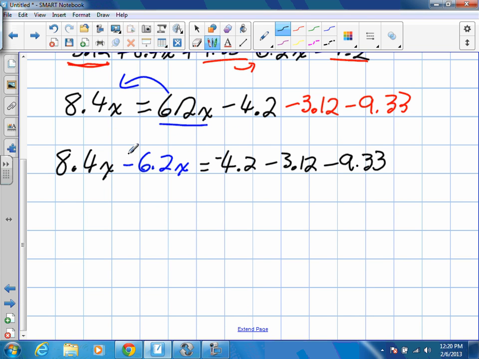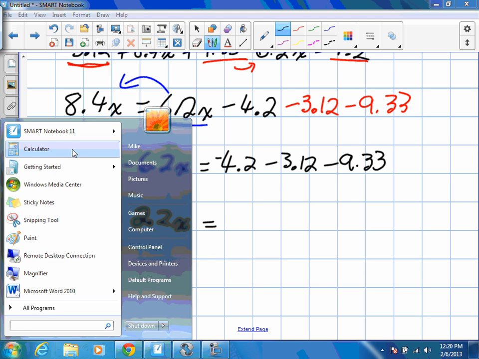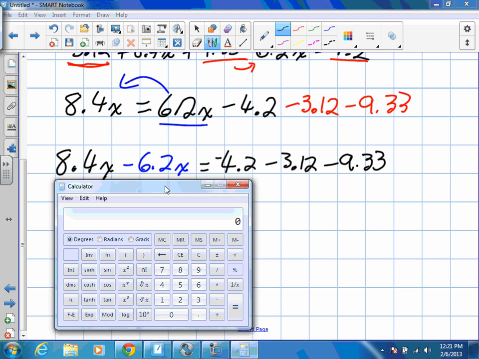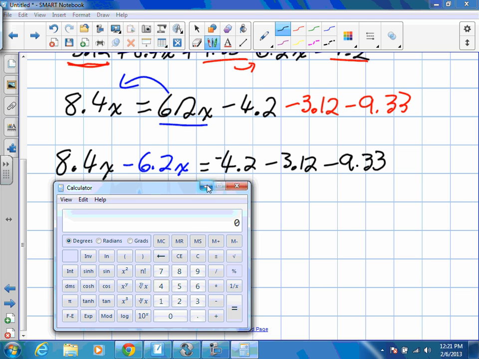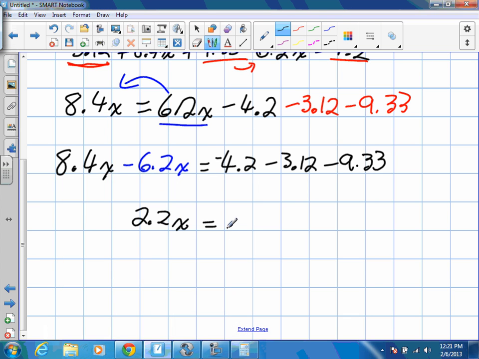All right? We're going to simplify our like terms. So on this side, we simplify this. 8.4 minus 6.2, and that's going to give us 2.2, right? 2.2x. And on the other side, we're going to use our calculator. Oh, where did that thing go? There it is. We'll use the calculator to help us simplify this. So we have 16.65. Yeah, negative 16.65. Oh, awesome. Negative 16.65. Excellent. Okay, so we've simplified both sides, but I still haven't solved for the unknown variable.